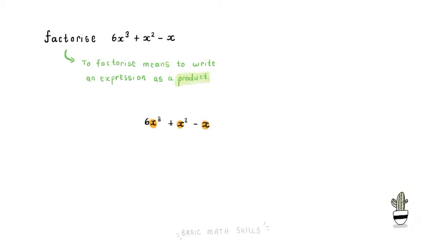So that means that if we carry on from here, we're going to write equals, and if we pull out that common factor of x, what's going to be left behind is 6x squared plus x minus 1.